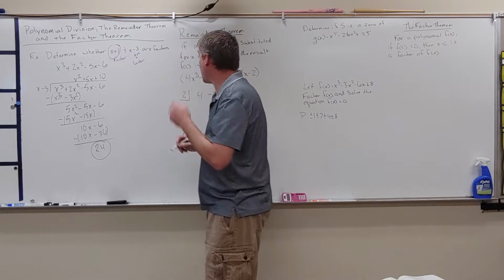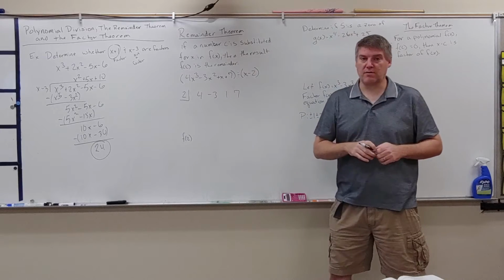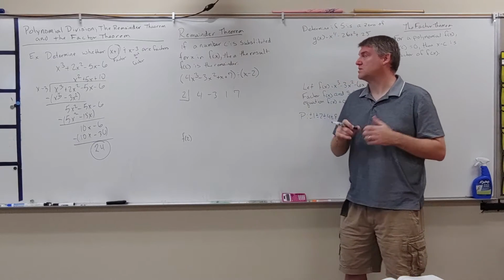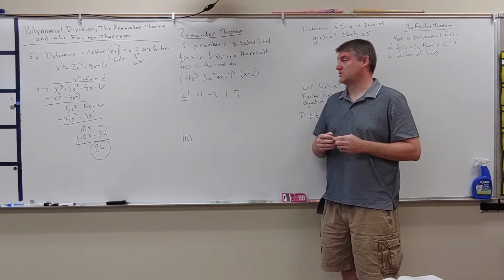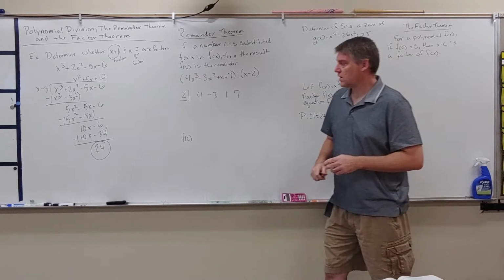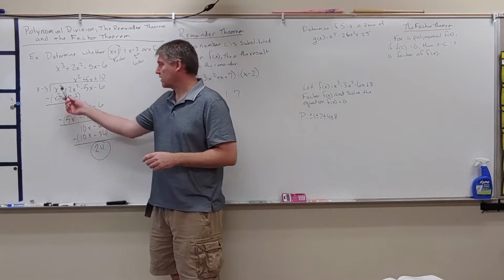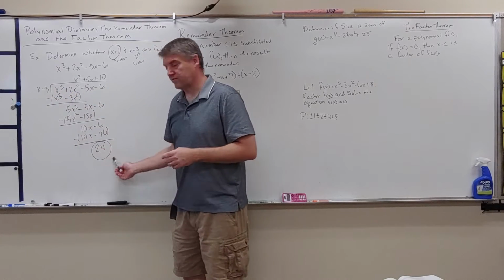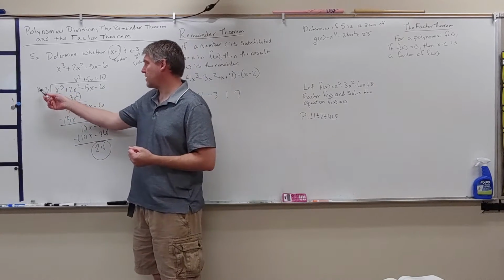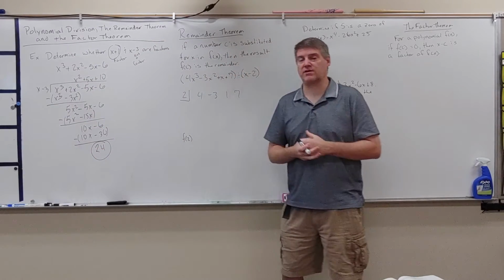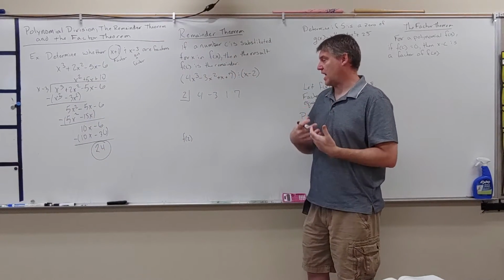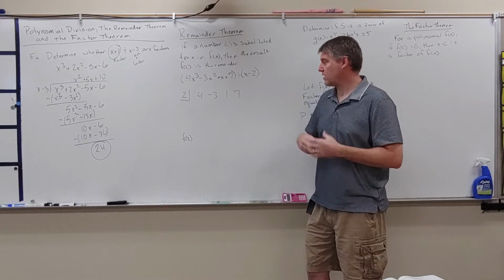Okay? All right. So the remainder theorem is if a number c is substituted for x in f of x, then the result f of c is the remainder. Okay? So if I were to look at here, I had a remainder of 24. If I were to plug in 3 into this, I would actually get 24. That's what the remainder theorem says. When I plug in the value, I'm going to get the remainder.